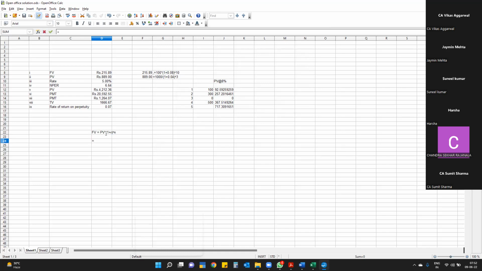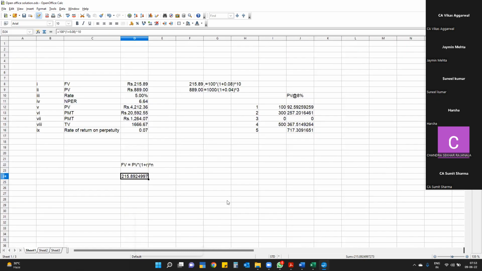With this, you will get 100 multiplied by 1 plus 0.08 to the power 10. Sir, please zoom the Excel also. Okay, fine. So this is one way to calculate in the exam.